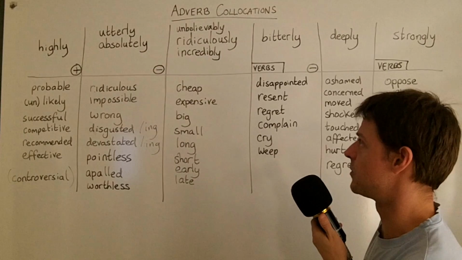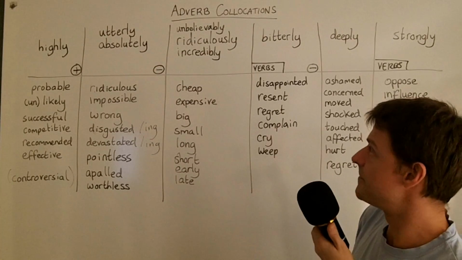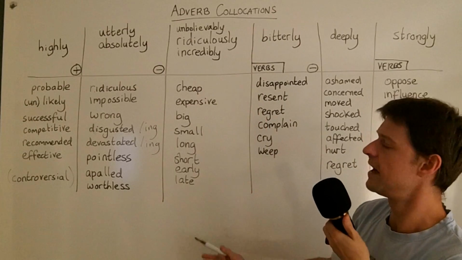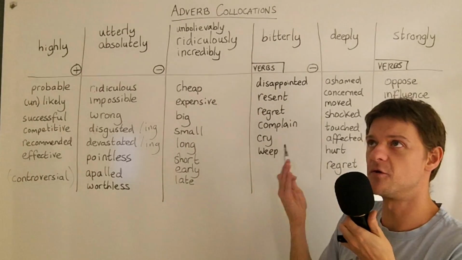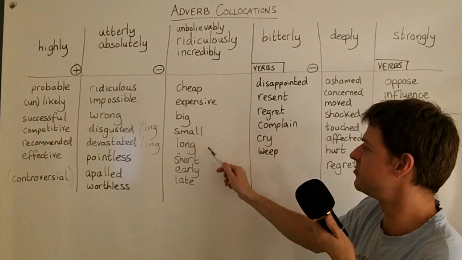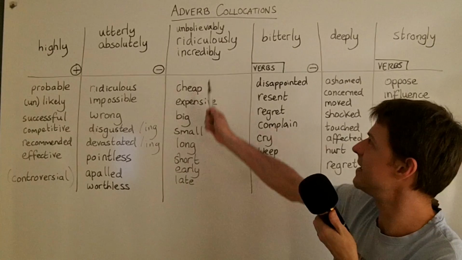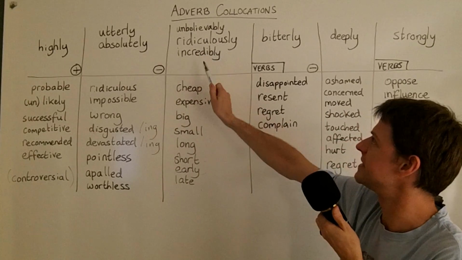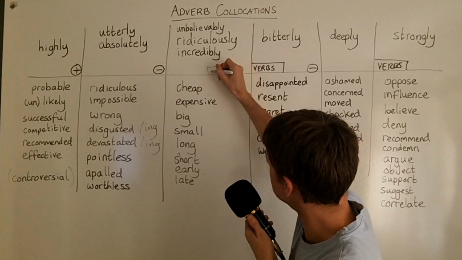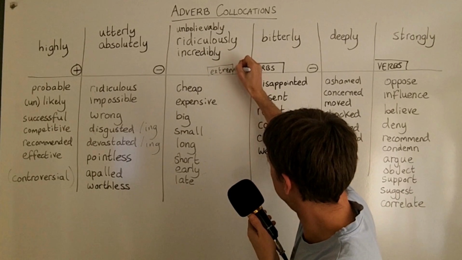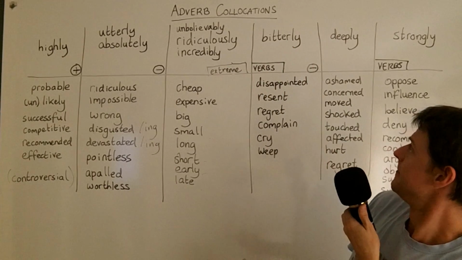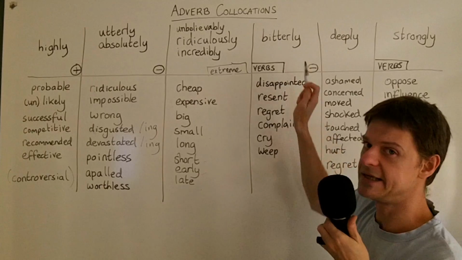It was absolutely worthless. Okay, now these 3 we tend to use with weak adjectives, and we use them with pretty straightforward describing words. Yeah, cheap, expensive, big, small, long, short, early, late. Yeah, these kind of words we use unbelievably, ridiculously, incredibly, and obviously it gives a meaning of something extreme. Yeah? Extreme. Sorry about that. It's something extreme. Okay, if we move on to bitterly.